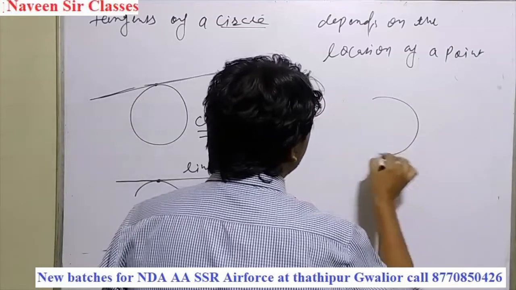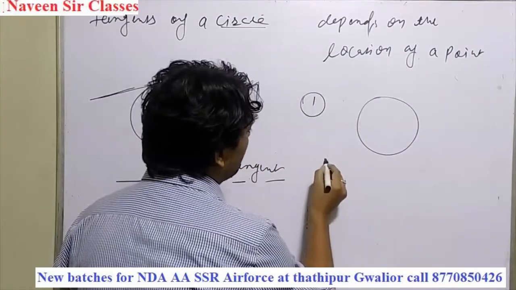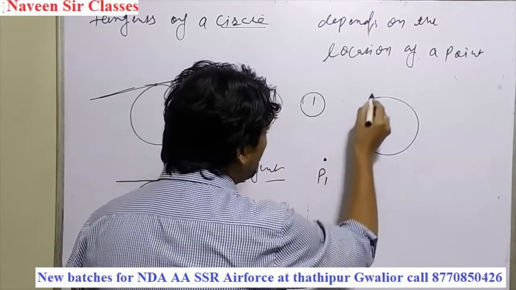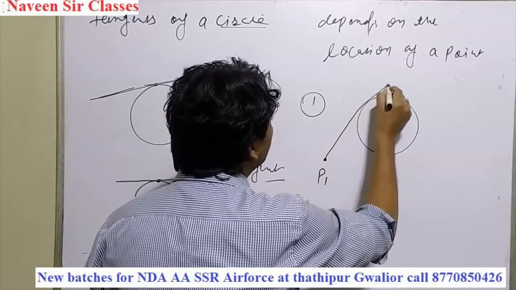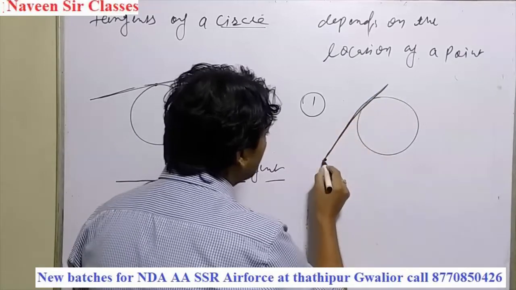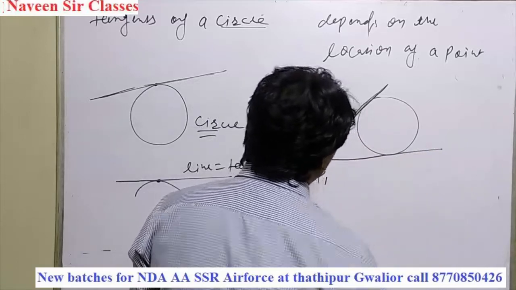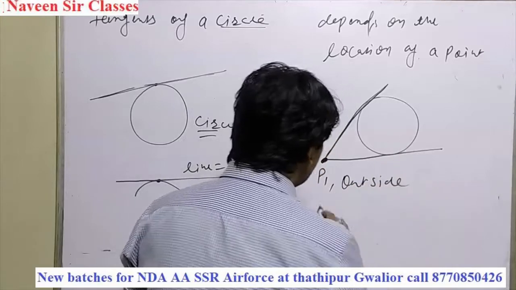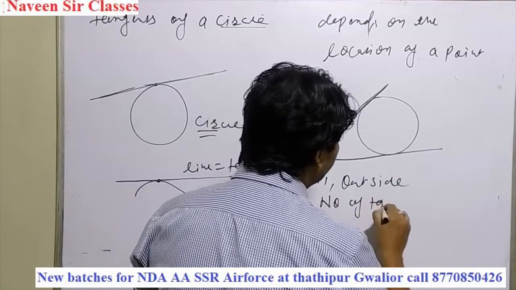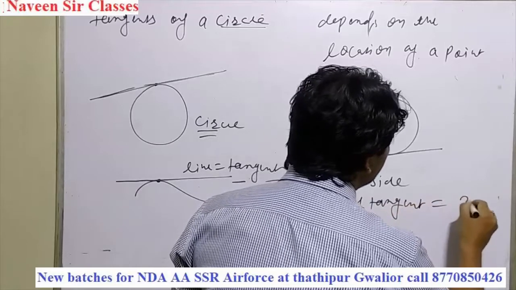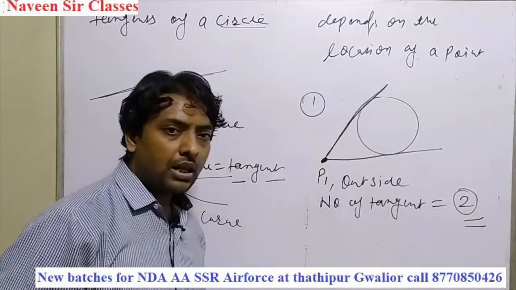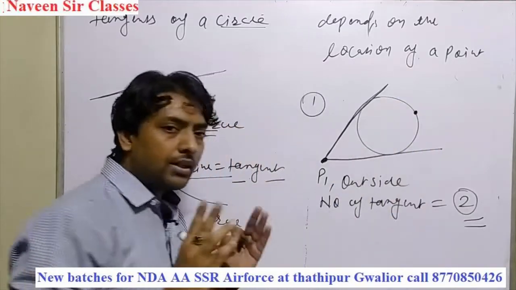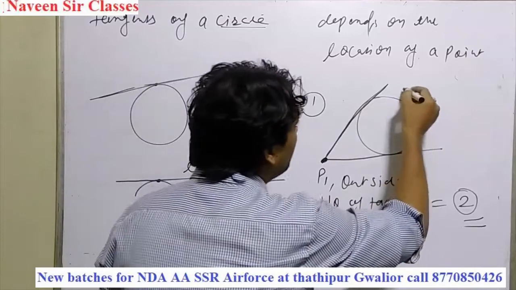So number one: suppose we have a circle and we have a point outside the circle, condition number one. Then we can draw two tangents from this particular point, this one and this one. If the point is outside, then the number of tangents would be 2. And if there is a point on the circle, then the number of tangents would be 1.